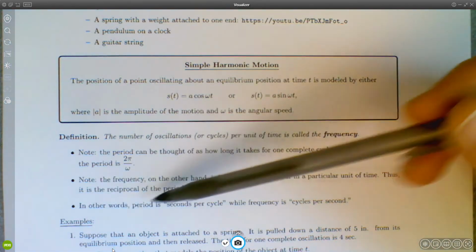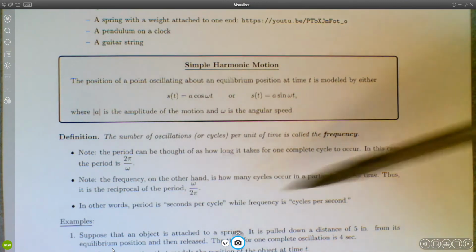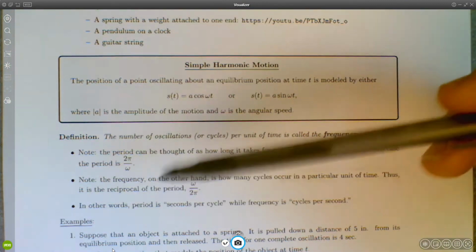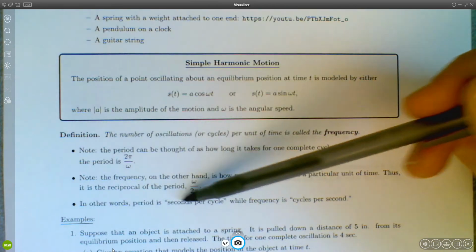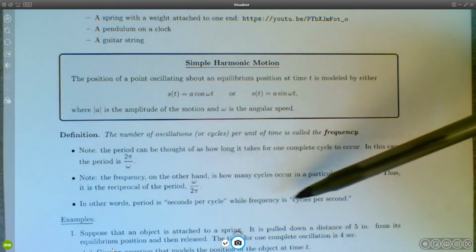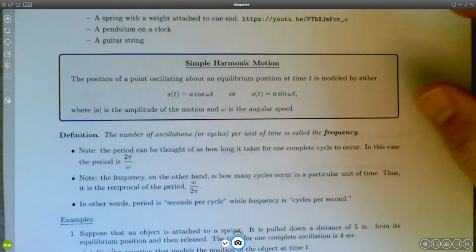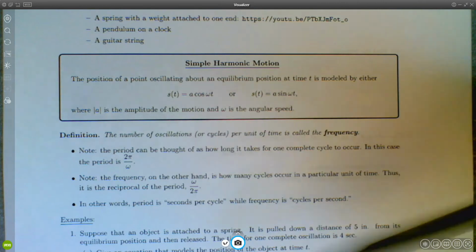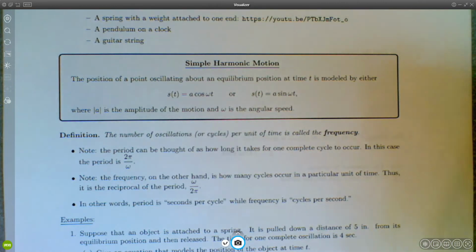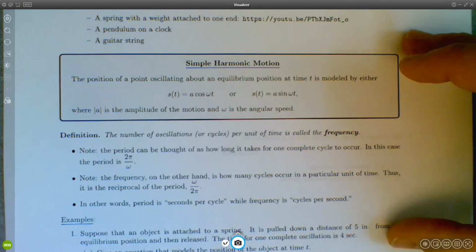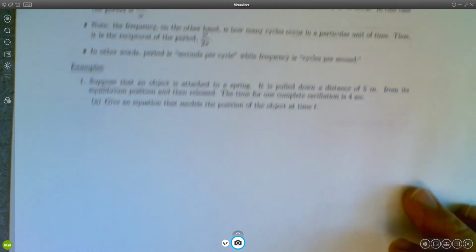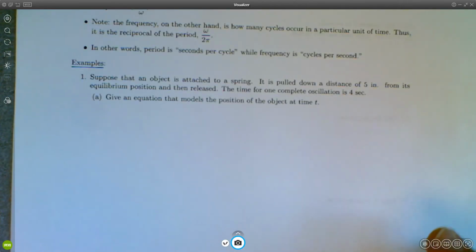So in other words, period is seconds per cycle, while frequency is cycles per second. Okay? So period is how long it takes to complete one cycle. Frequency is how many cycles it completes in 1 second. All right. Anyway, the math is not difficult to work out on these kinds of problems. So let's look at a couple examples. This is a really short section, by the way.